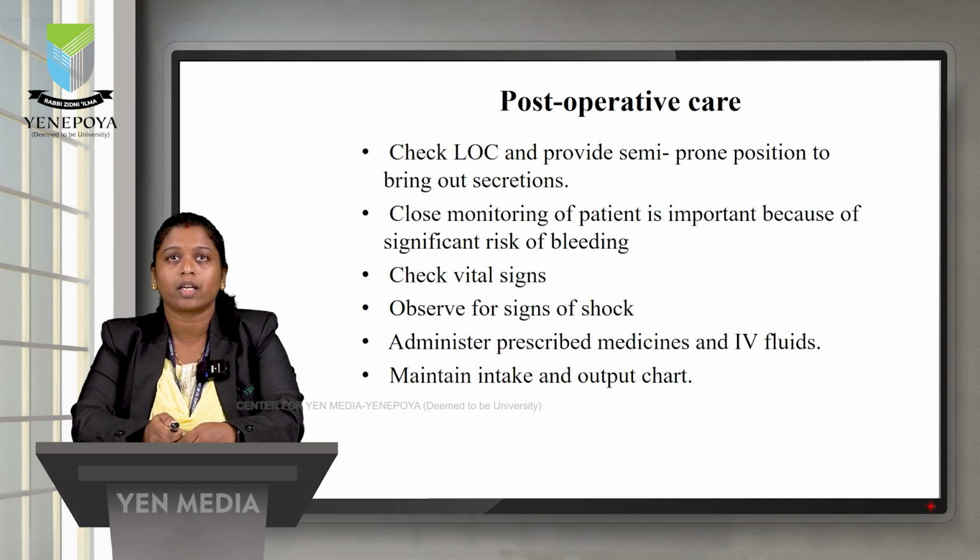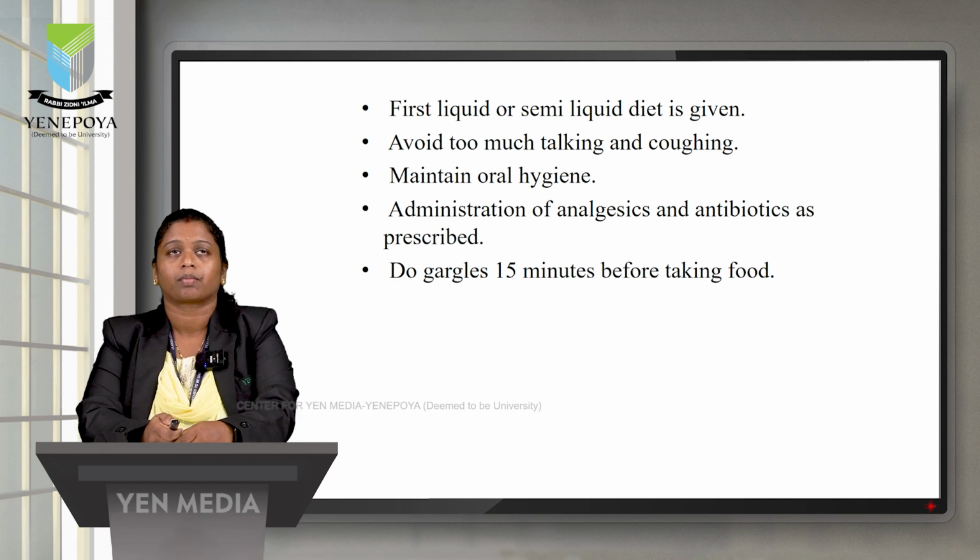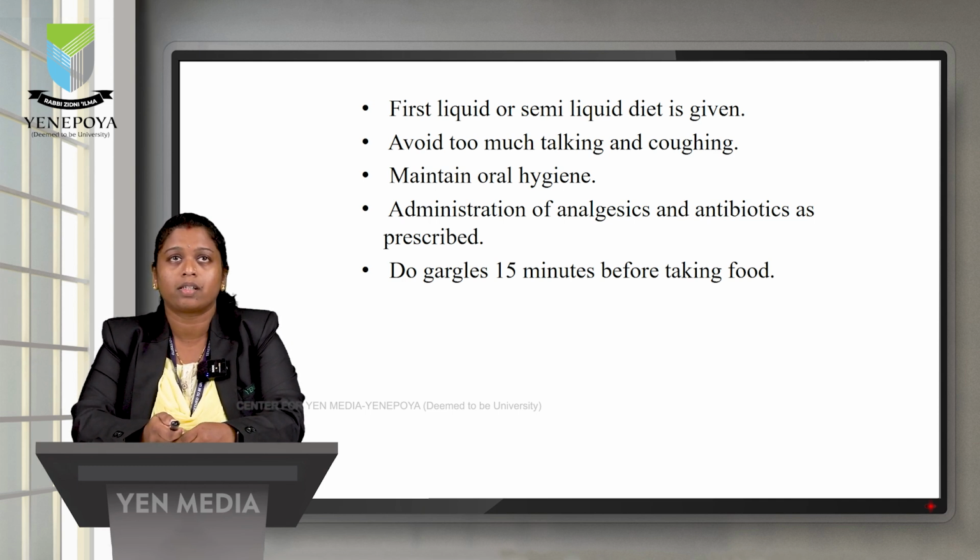Then close monitoring of the patient is important because of the significant risk of bleeding. Then check the vital signs, and observe for signs of shock like rapid heart rate, rapid pulse, or the presence of hypotension in the patient. Then administer prescribed medicines and IV fluids to the patient. Then maintain the intake and output chart of the patient. Along with that, a liquid or semi-liquid diet will be given to the patient during the post-operative period.